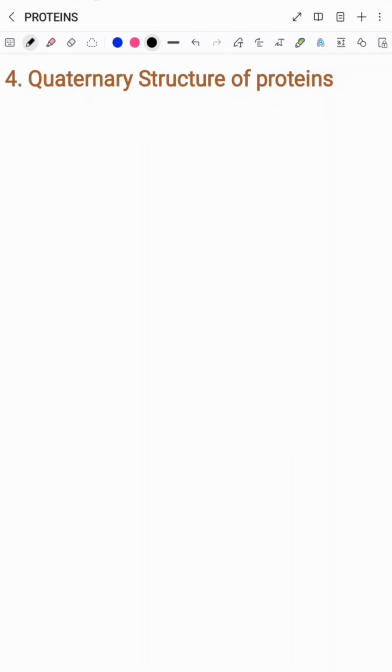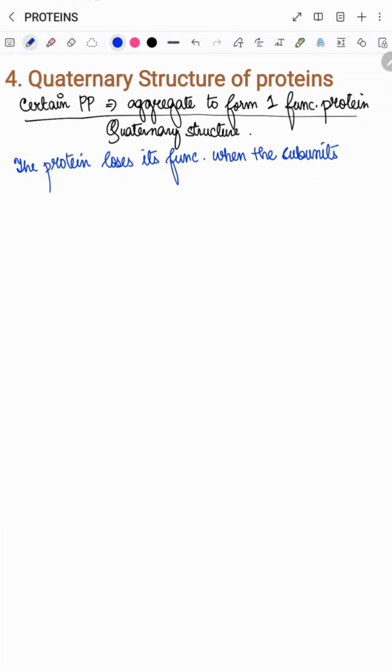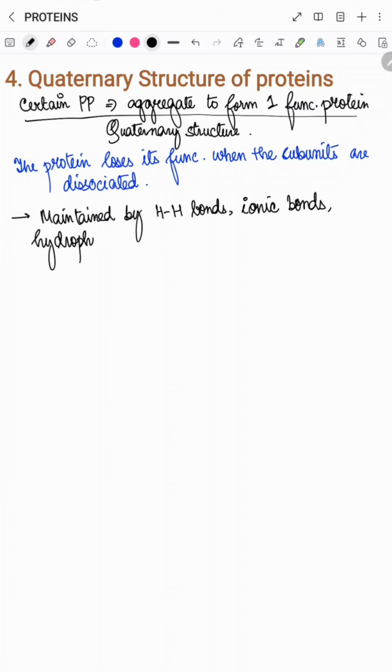Moving to the quaternary structure of proteins. Certain polypeptides aggregate to form one functional protein, which is referred to as the quaternary structure. The protein loses its function when the subunits are dissociated. The quaternary structure is maintained by hydrogen bonds, ionic bonds, hydrophobic bonds, and van der Waals forces.